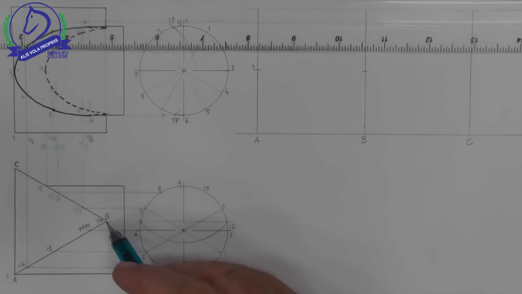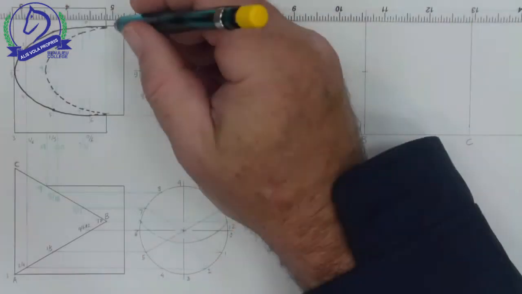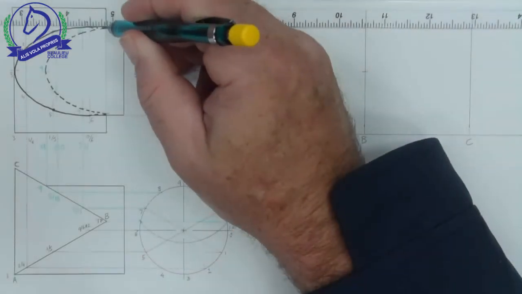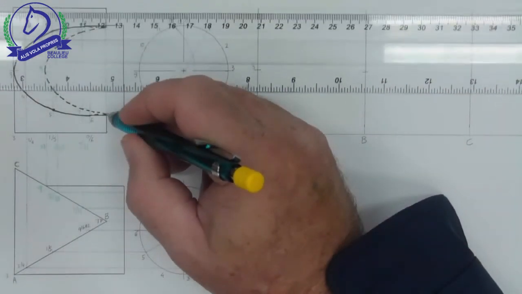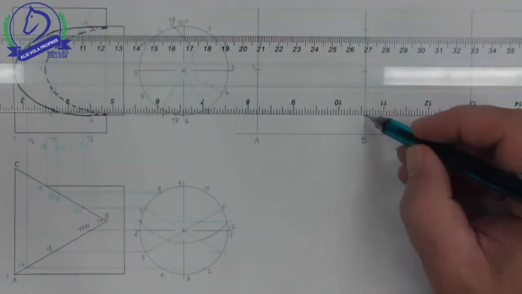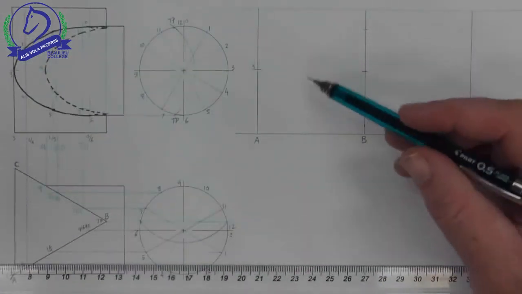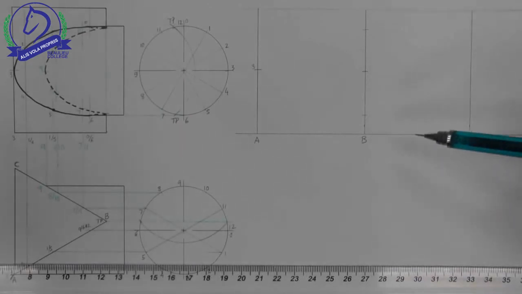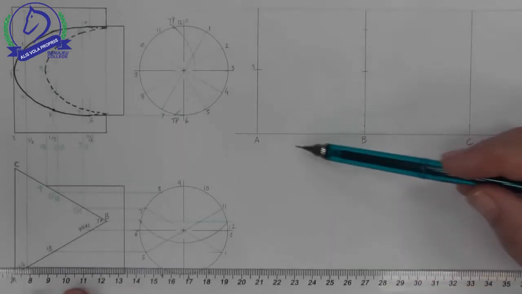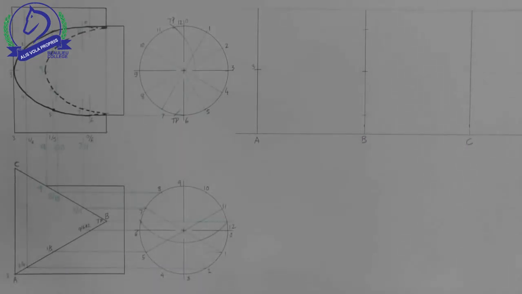At B, it is my turning point, so I need to take my highest turning point, mark that off, and my lowest turning point and mark them off. So those are the only 3 points that we've got on our development, of the corners of the triangle. Let's calculate the rest now.